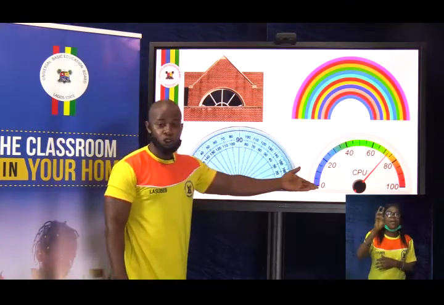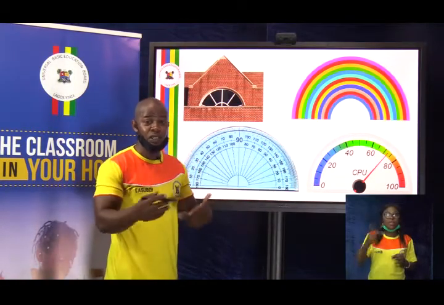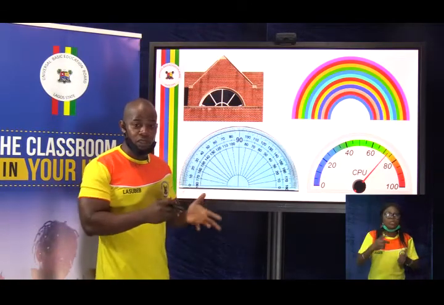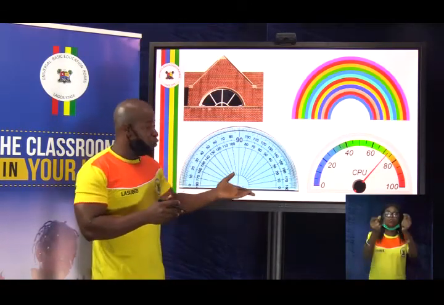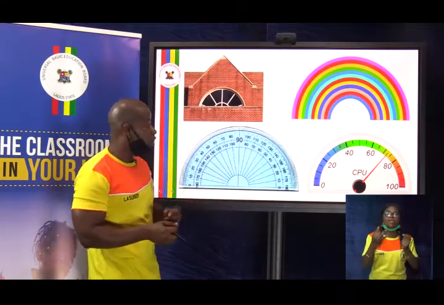The speedometer on your daddy's car, your mommy's car, check the front, you will see the speedometer. It tells the speed of the car. It's in the semicircular shape. The odometer is also in the semicircular shape. The speedometer reads how fast the car is going, and the odometer tells the mileage on the car.